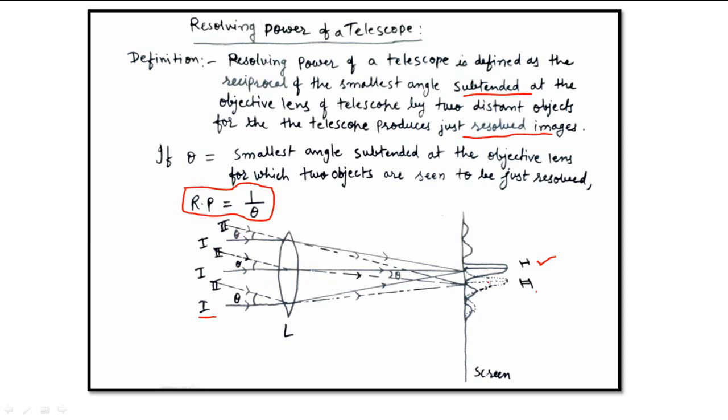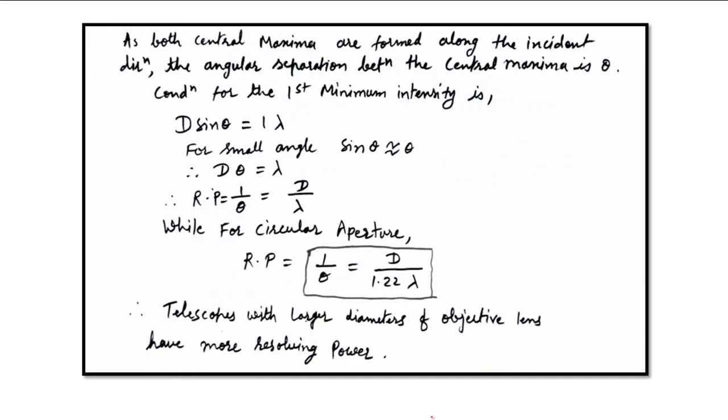Now in order to satisfy Rayleigh's criterion for resolution, the principal maxima in the diffraction pattern of one wavelength should fall over the first order minima in the diffraction pattern of the other wavelength, and vice versa. As both the central maxima are formed along the incident direction, the angular separation between the central maxima is theta. The condition for first minimum intensity is d sin theta is equal to n lambda, where n is equal to 1 for first order. So we can write capital D sin theta is equal to lambda, where capital D is the diameter of the telescope.